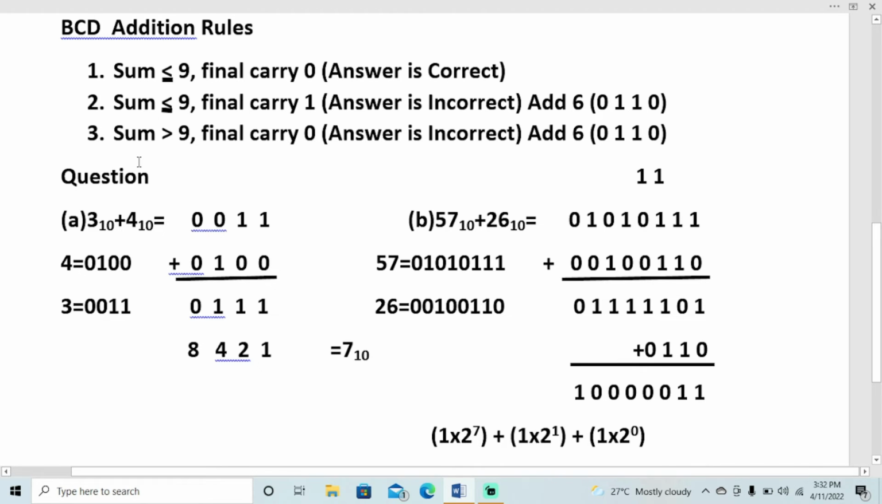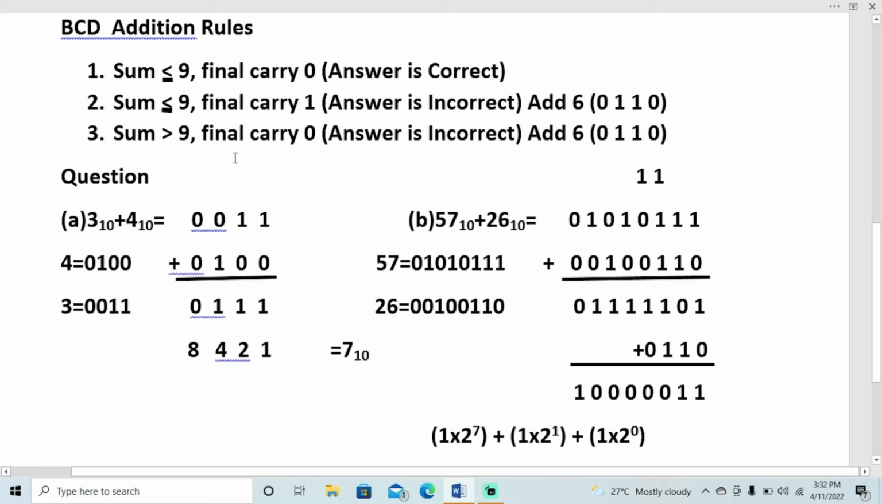And then the third rule says if the sum is greater than 9, where there is no final carry, or the final carry is equal to 0, then that answer is incorrect. And you have to add 6 again to get the correct answer. So I will be taking 2 examples.